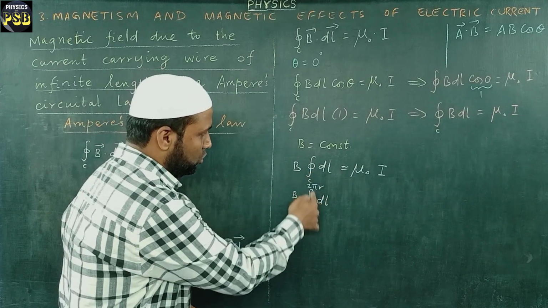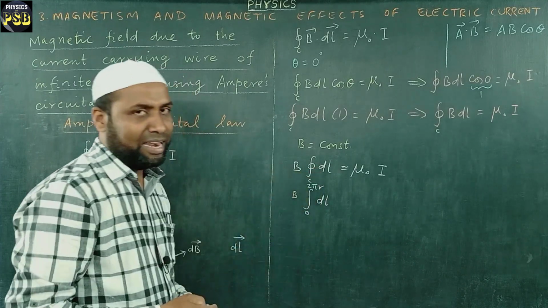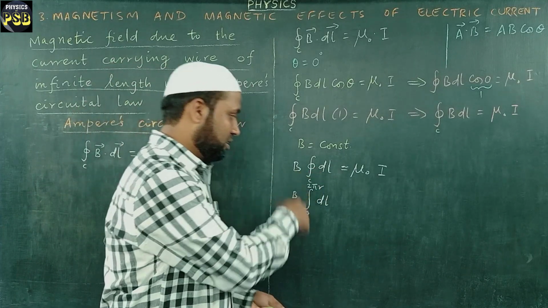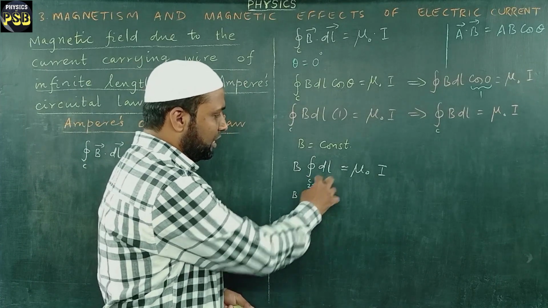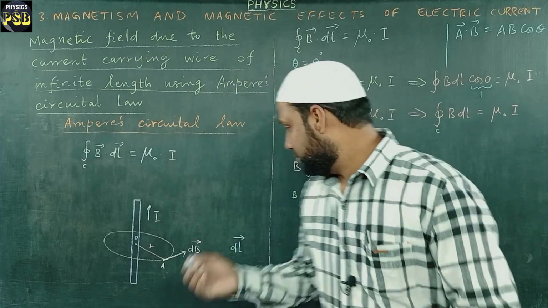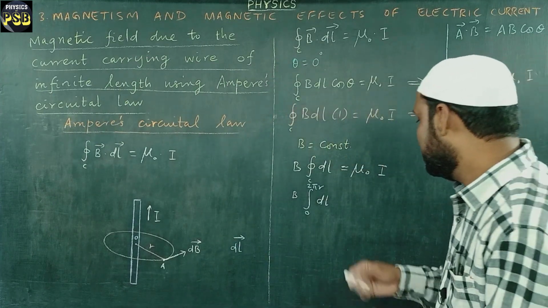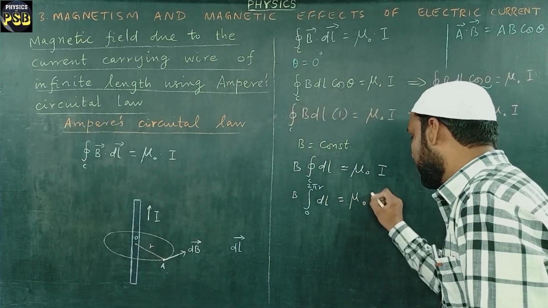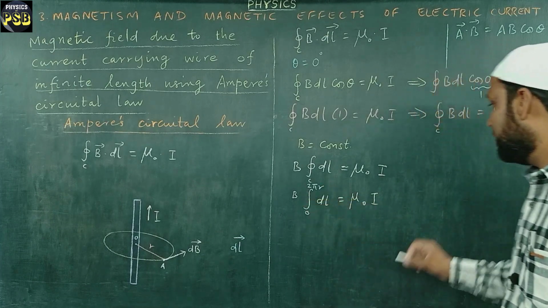So I have removed a closed integral. In the place of that, I have written line integral. Fine. Because here I have given the lower and upper limit. Understand? Then I go ahead, write this mu naught I. Now I am going to integrate this.